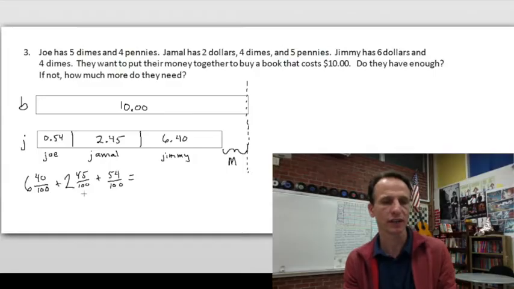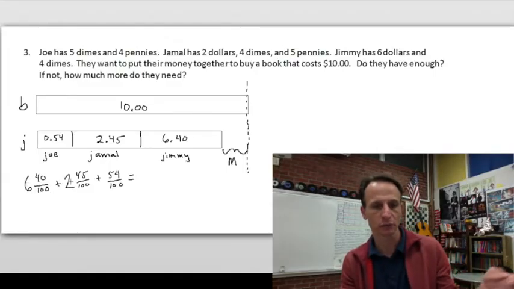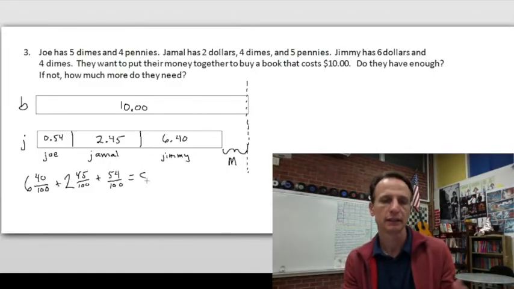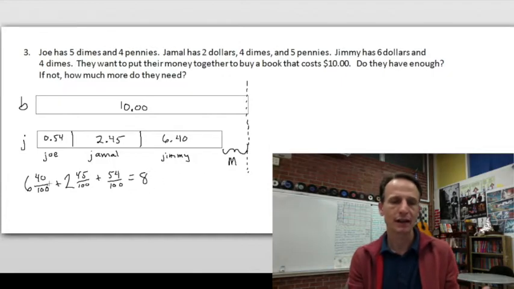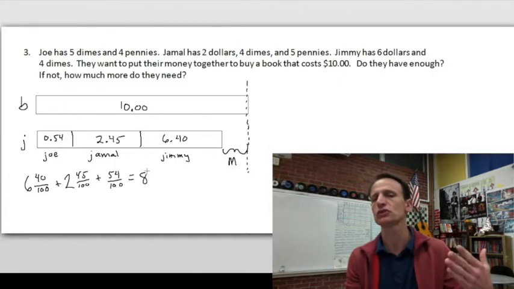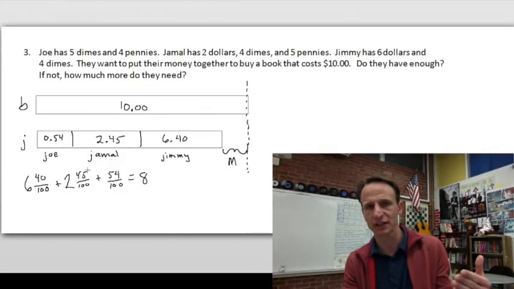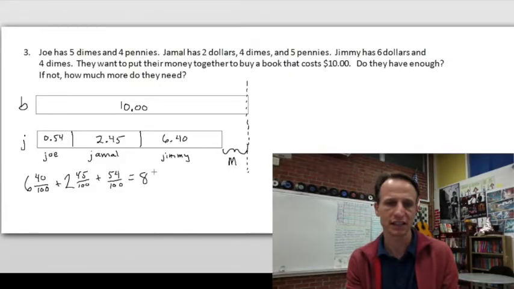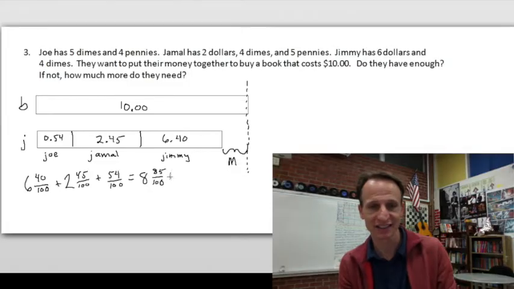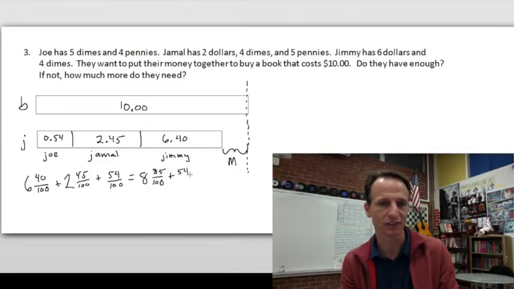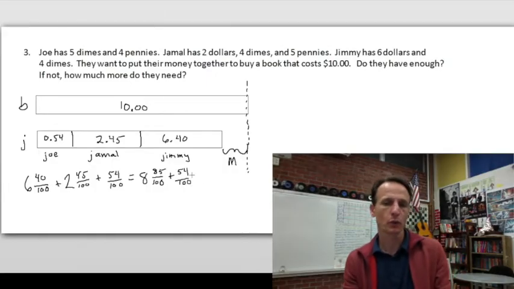All right, so all together, let's add up our whole numbers. We just have 6 and 2 make 8. Okay, now with the fractions, I want to do this in 2 steps so we don't get ourselves confused. Because we can add 40 and 45 in our heads, right? Okay, you see that's 85, and we're talking about hundredths. And then we still have to add to it the 54 hundredths, Joe's contribution. Thanks again, Joe. All right, and you see why I want to do this in 2 steps.